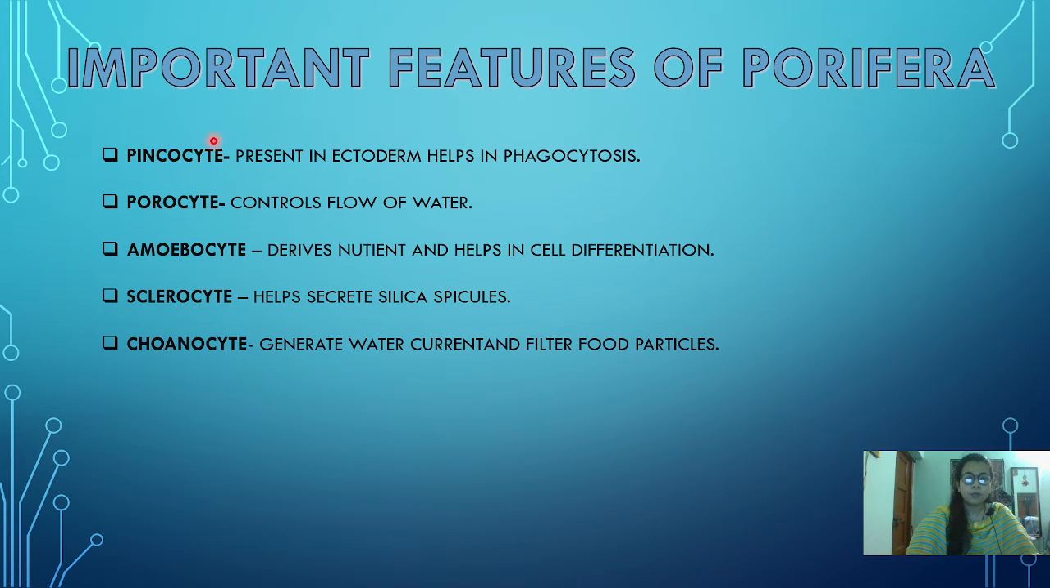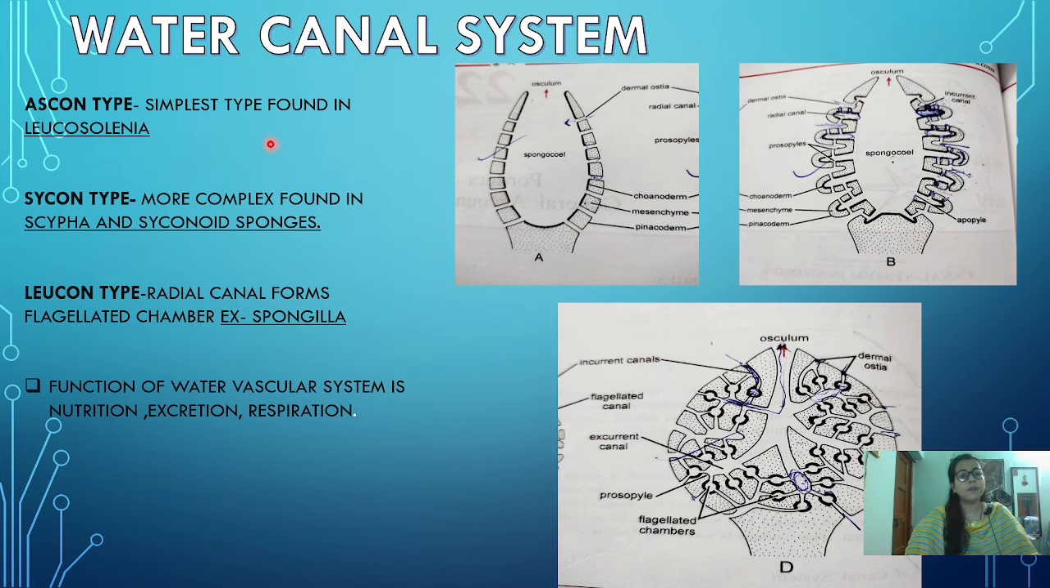These are certain important parts which are present in the phylum Porifera. Then I told you in the beginning that one important characteristic feature of this phylum is the presence of the water canal system. What is the water canal system all about? The water canal system is a part of their body which helps in the movement of water into and outside the body, and its main function is to provide nutrition to the body. It helps in excretion as well as respiration of the body.